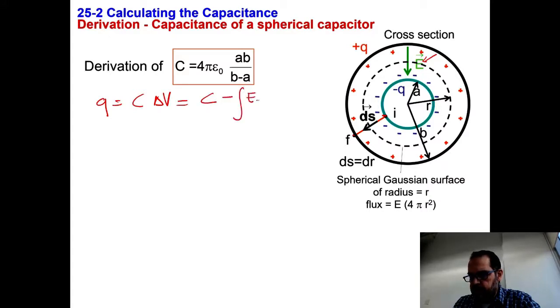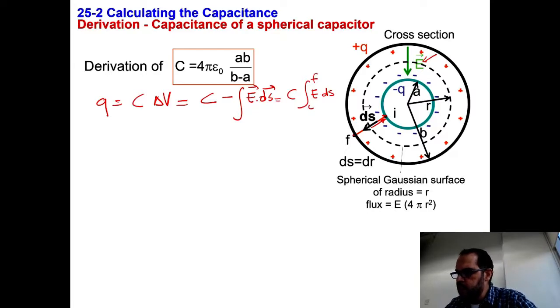and we know that delta V is minus the integral of E dotted with ds. Since ds makes an angle of 180 degrees with the electric field, this is equal to C, the integral of E ds from the initial to the final position. So again, we need to determine the electric field inside of this capacitor.